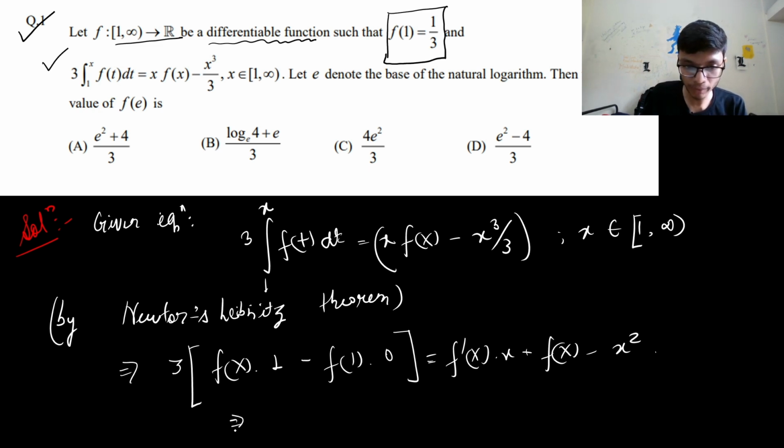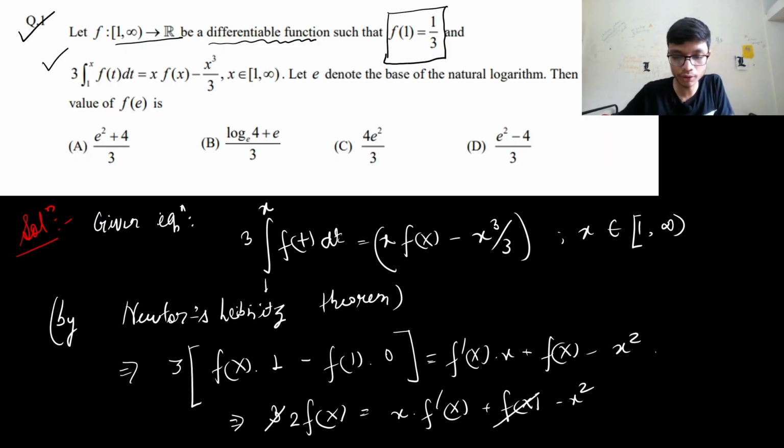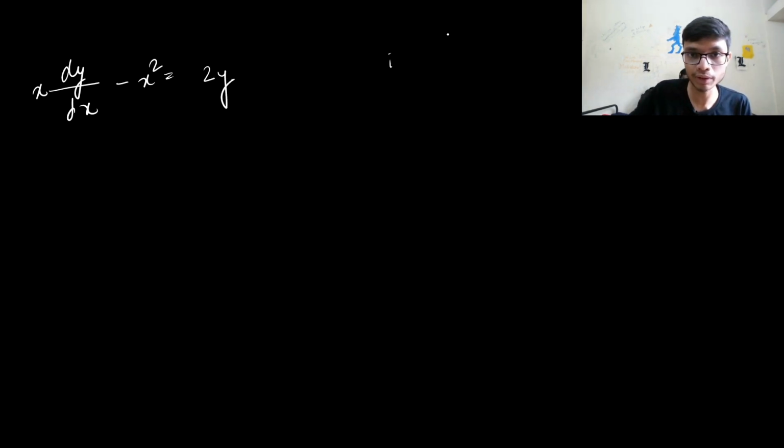From here you get 3 times f of x equal to x into f dash of x plus f of x minus x square. If you take this f of x on this side, it becomes 2 times f of x equal to x into f dash of x minus x square. This looks very similar to a linear differential equation. Writing it, we get dy by dx into x minus x square equal to 2 times y, where we assume f of x is equal to y.